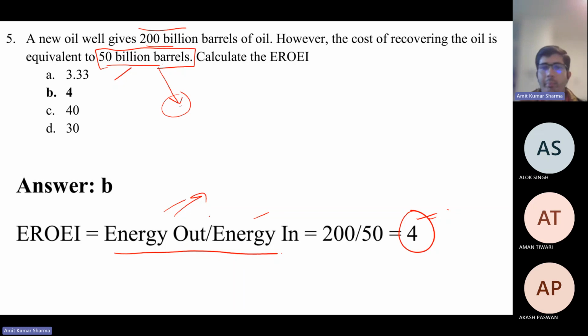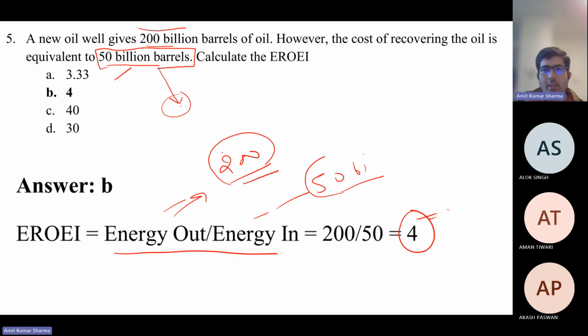It's actually a very important question. You need to understand it. So basically the question is, you are getting 200 billion barrels, energy out, and you are investing 50 billion barrels. So what is the meaning of getting, and what is the meaning of investing? What is the main difference between these two? It's very important actually.